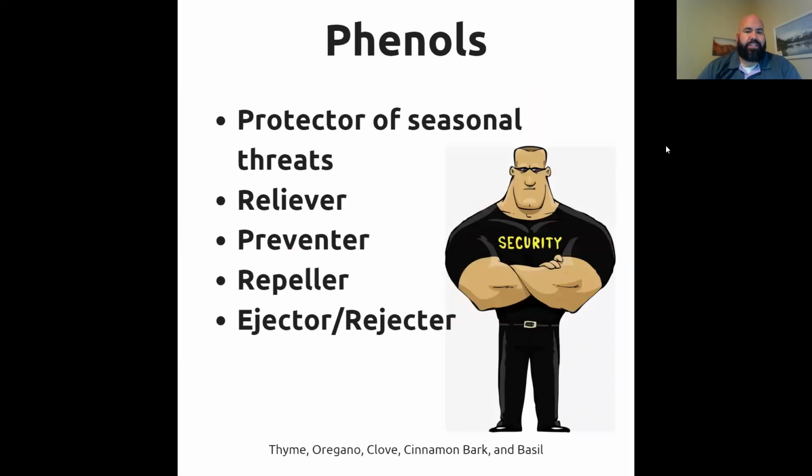Phenols, these are the ones that are going to protect you. They're going to prevent issues. They're going to basically eject or reject things that are going to happen to you. Think of a big security guard, like a big bouncer guy, right?